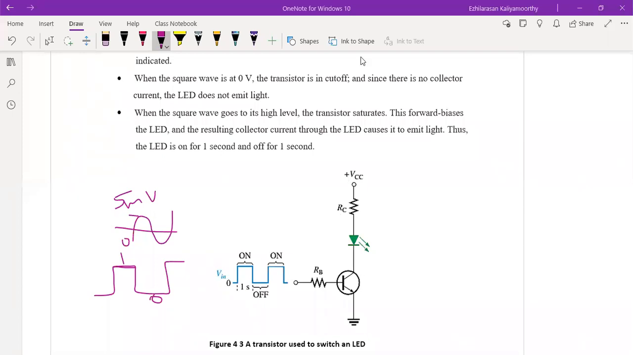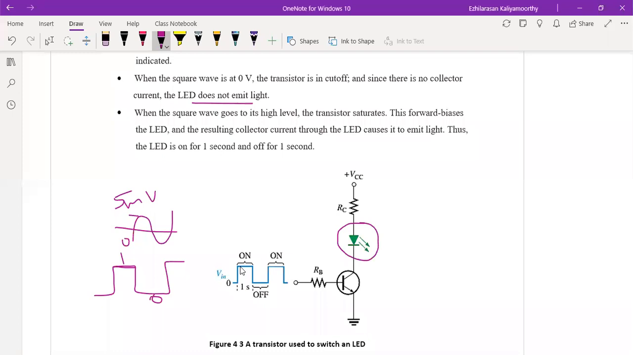Here you can see in this circuit, we connected one LED across the collector terminal. So what will happen? If there is any current, then only the LED will glow, else the LED will not glow. That is why, as there is no collector current, the LED does not emit light when the input is equal to 0 volt in the square wave.